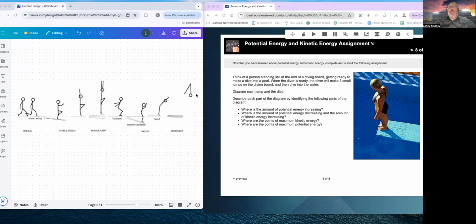And then obviously here, we are going to be dealing with probably a maximum amount of potential energy because we've gotten to our maximum height there. So that's probably where we would want to label our maximum potential energy point. I'm going to go ahead and leave the rest of these up to you, but I've kind of given you a little bit of an idea of how to go about doing that.